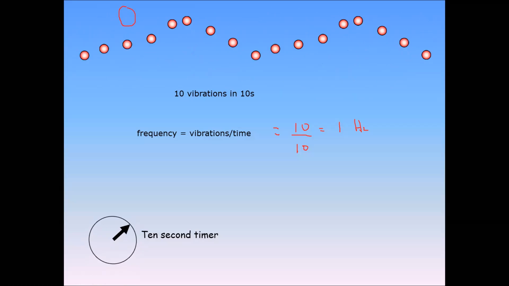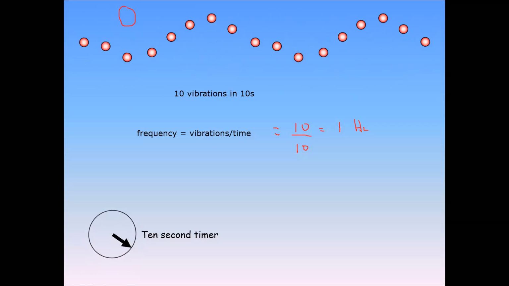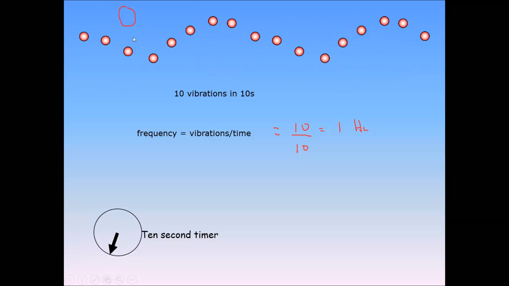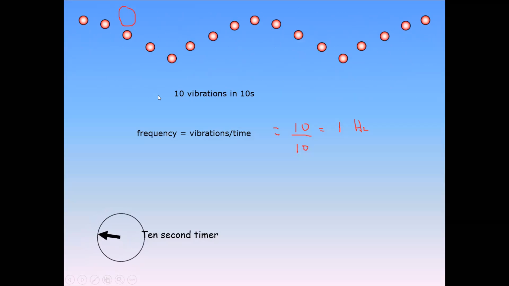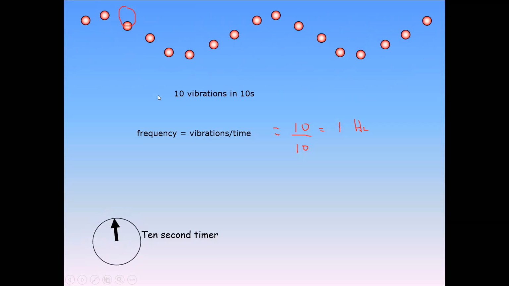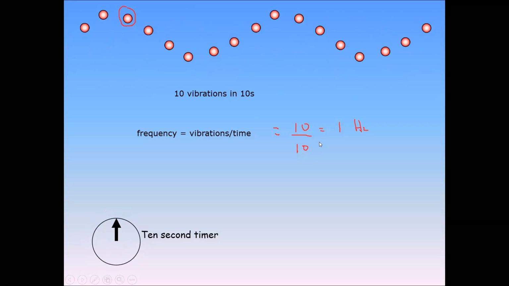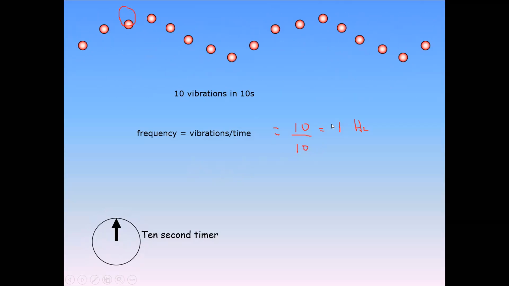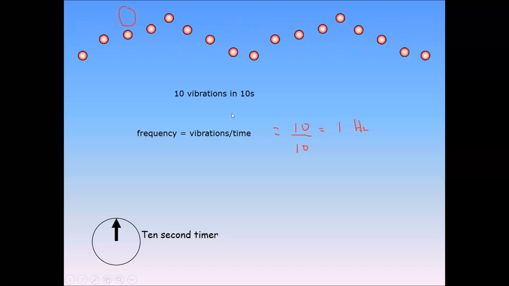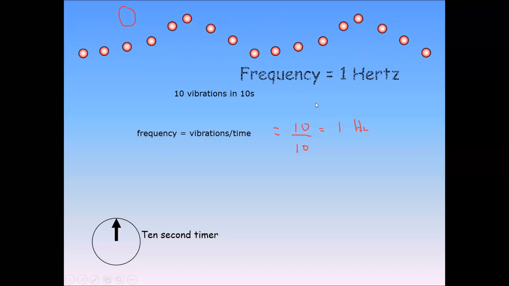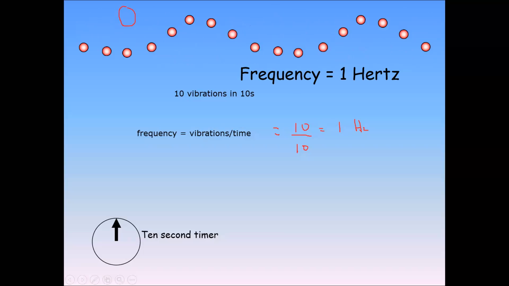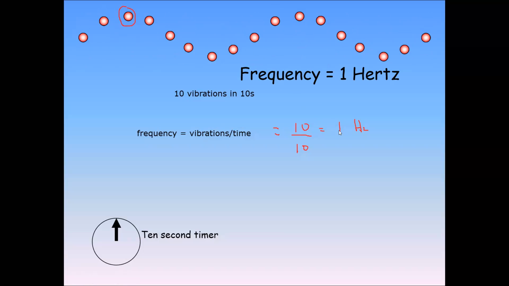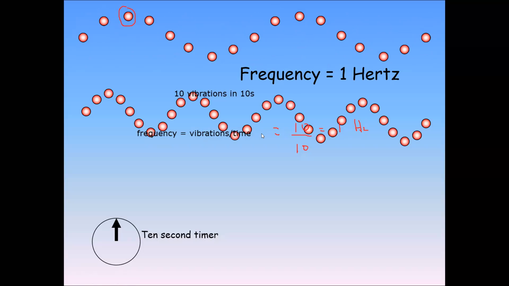So 1, 2, 3, 4, 5, 6, 7, 8, 9, 10. So actually it vibrated 10 times in 10 seconds. To get the frequency, it's vibrations divided by time. So we'll get the number of vibrations in each second. So the answer will come out 1. So the frequency of this is 1 hertz. It means it is vibrating 1 time in 1 second.